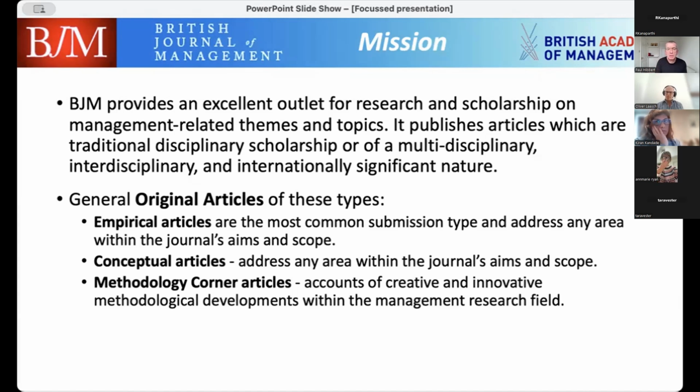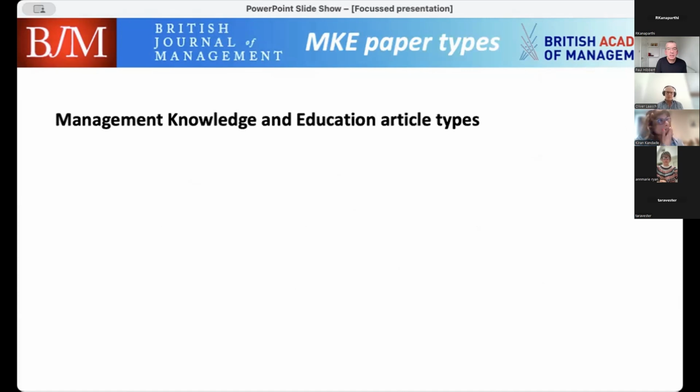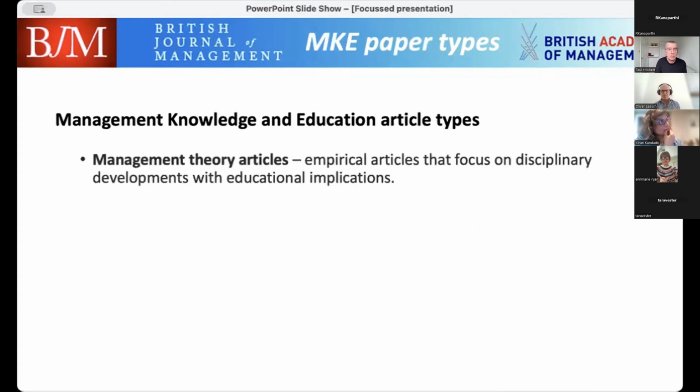So that's the general positioning of the journal. What about the specific types of paper in the relatively new management knowledge and education section? This is a new section that we're growing and developing with a lot of attention and interest, and the article types there are subtly different and also have some overlaps. The first of which is management theory articles.